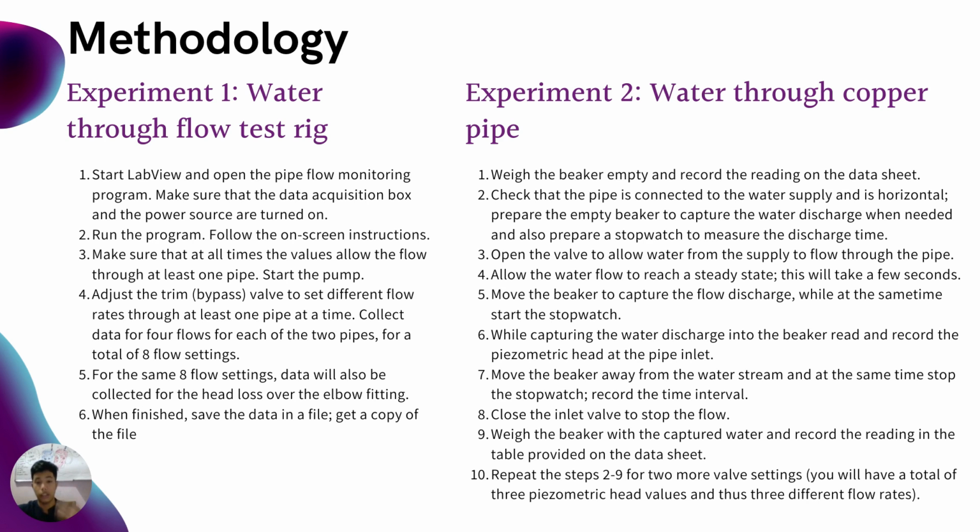The property of the pipe for experiment 2, which is the copper pipe, is different. We are using copper pipe due to its superior properties. Now, if you notice, in the first experiment we are using LabVIEW software, which we use to determine the friction factor and the Reynolds number more easily. And for experiment 2, we are using physical lab equipment, such as the beaker, which we use to measure the water that is flowing out of the pipe.